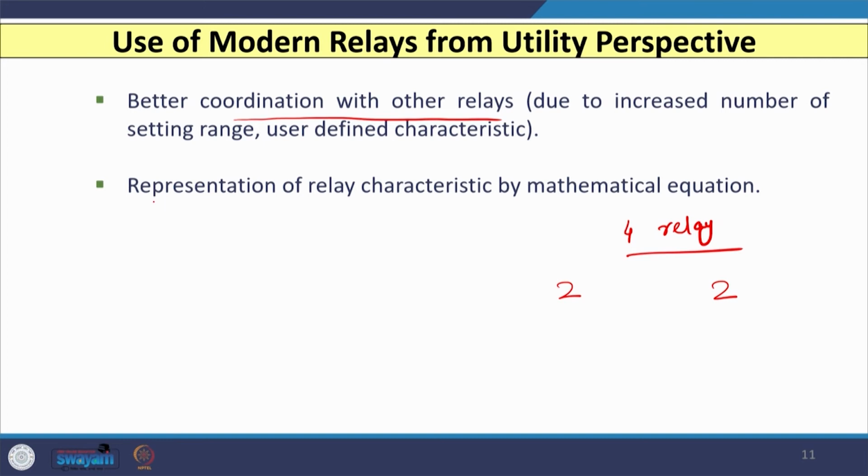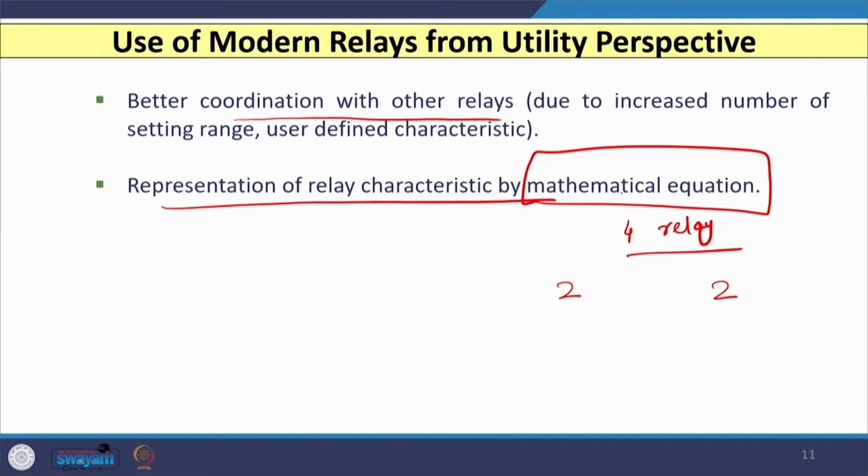The second important point is the characteristic which is represented in the IED or digital relay. These characteristics are represented by mathematical modeling. So, the issues faced by actual relay characteristics in electromechanical relays can be avoided.